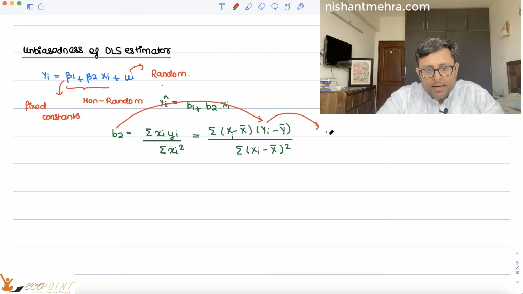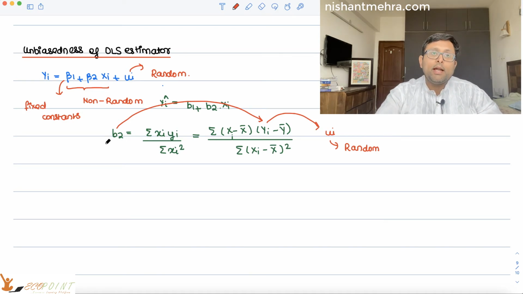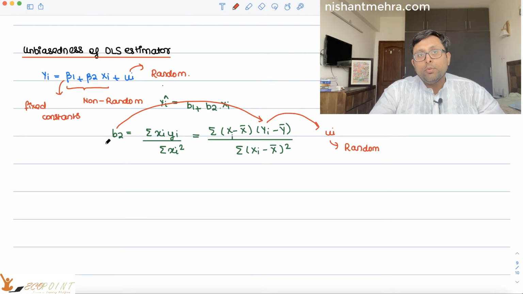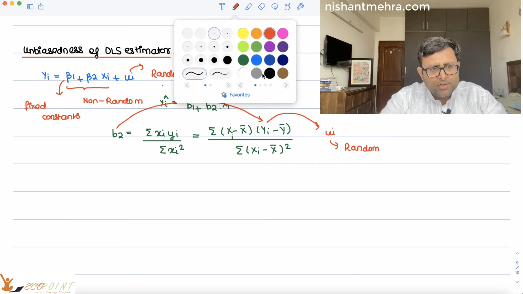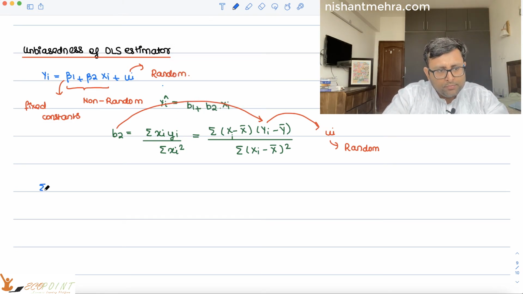Y is dependent upon ui. ui is random. So this B2 also has a random component. It has a fixed component in terms of x's, but since it is dependent upon y, and y is dependent upon both random and non-random parts, b2 is also dependent upon the random component, right? So let me just write your numerator for this first.